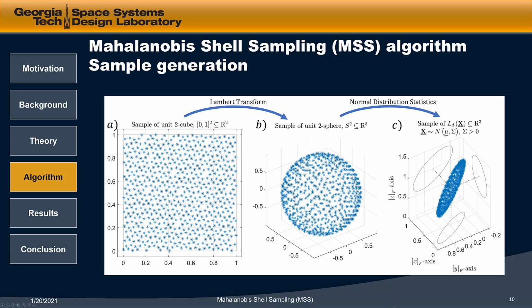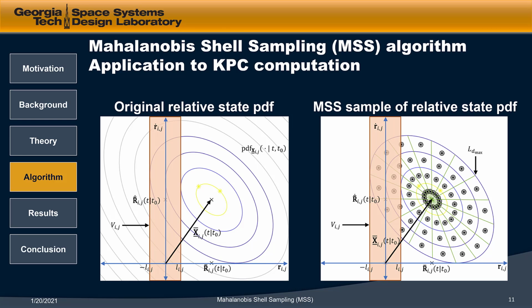In this slide, we are doing an MSS sample of a three-dimensional normal random variable. However, this method is general in that it is applicable to samples in any finite dimensional space. In this work, we are assuming that the initial relative state has a normal probability distribution. The MSS algorithm can be applied to KPC computation as follows. First, we specify the parameters of the sample: the number of shells, the number of samples per shell, and the maximum Mahalanobis distance Dmax. Next, an MSS sample is made of the initial relative state with these parameters.